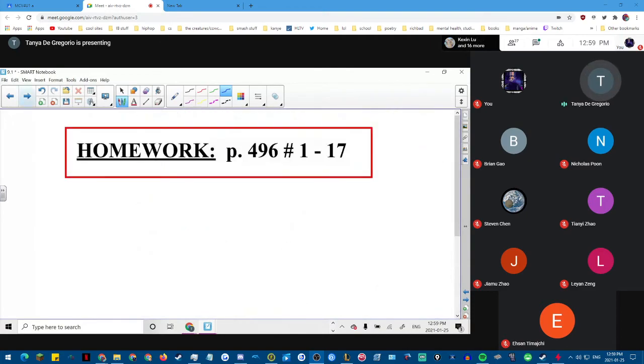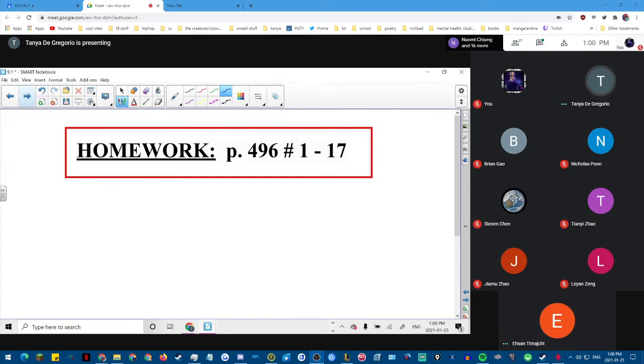All right. So this is your homework. Numbers 1 to 17 on page 496. Okay, so we're going to do 9.2. 9.2 is not so long.